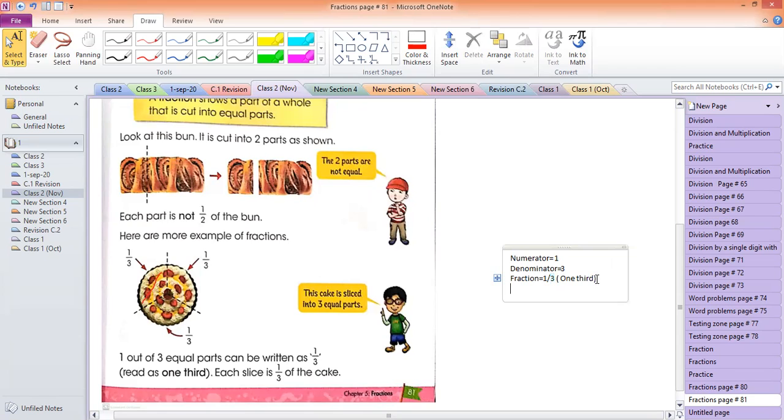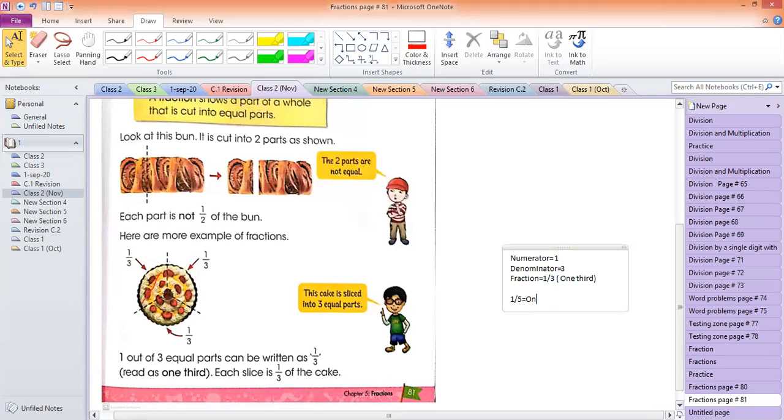Again, I repeat, guys, if you want to read any fraction, how will you read? You will read the first number as cardinal, like 1, 2, 3, 4. And the denominator you will read as an ordinal number. 5, you will not read it as one five. You will say one fifth.